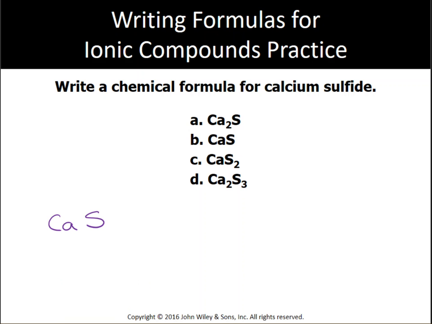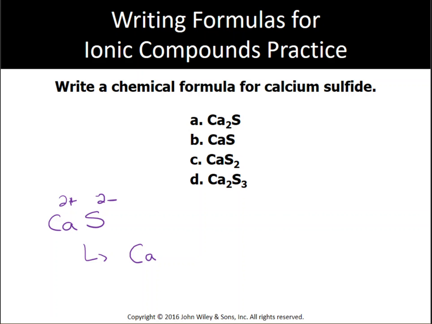Now, look at the periodic table. Calcium is in group 2A. What would we expect the charge of calcium to be? 2 positive, very good. And then sulfur is in group 6A. What would you expect the charge of sulfur to be? -2, very good.